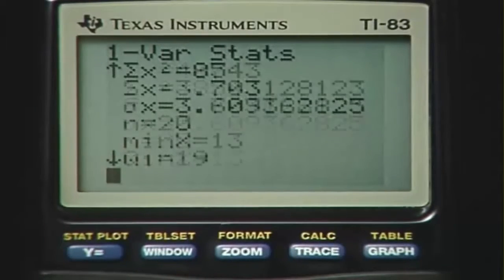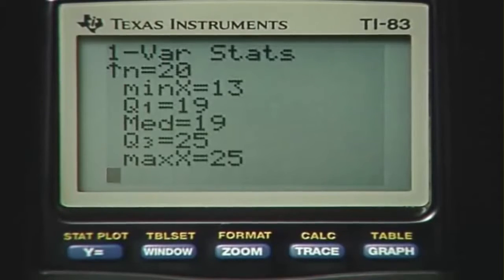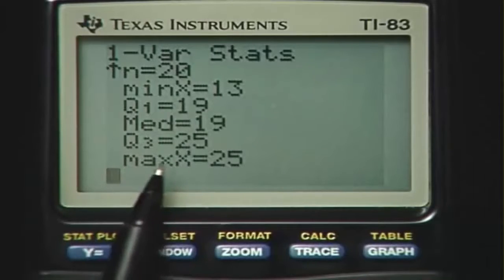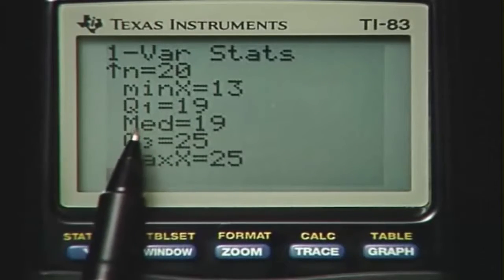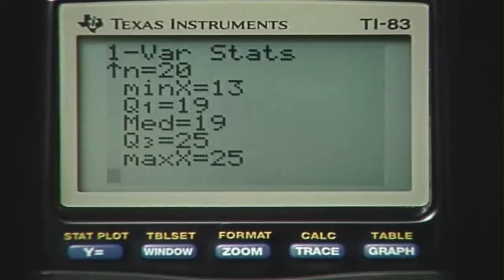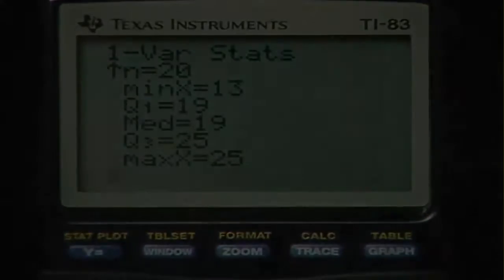Let's see, n, the number of items, is 20. I'm going to cursor down all the way here. N is 20. The minimum x value was 13. Maximum x value 25. The median for this group of information is 19. So we have an awful lot of information very quickly using the calculator.